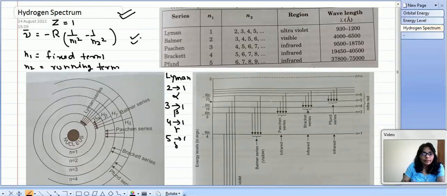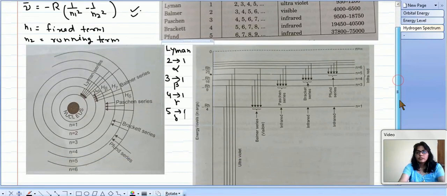So this line from 3 to 2 is alpha, then from 4 to 2 is beta, then 5 to 2 is gamma, and then the next is delta. Similarly for Paschen, the first fixed term is 3. So 4 to 3 means alpha, then 5 to 3 means beta, and then 6 to 3 means gamma, and so on. So in this way these series are defined.